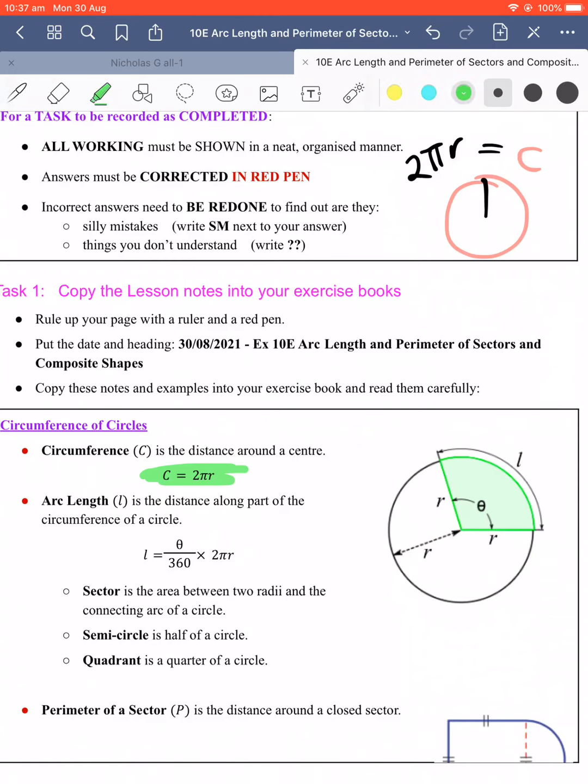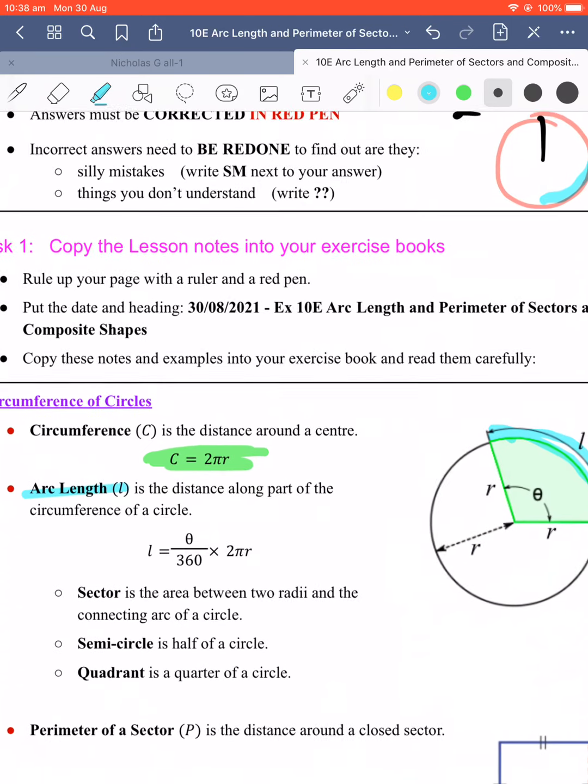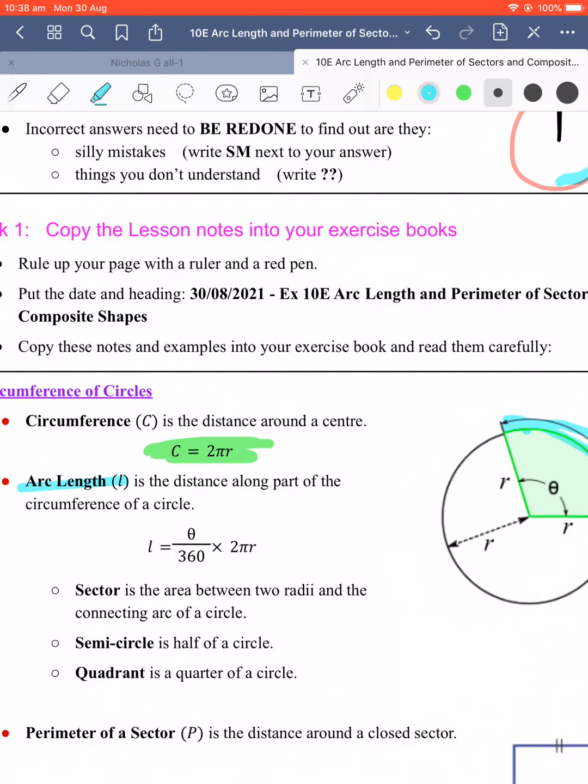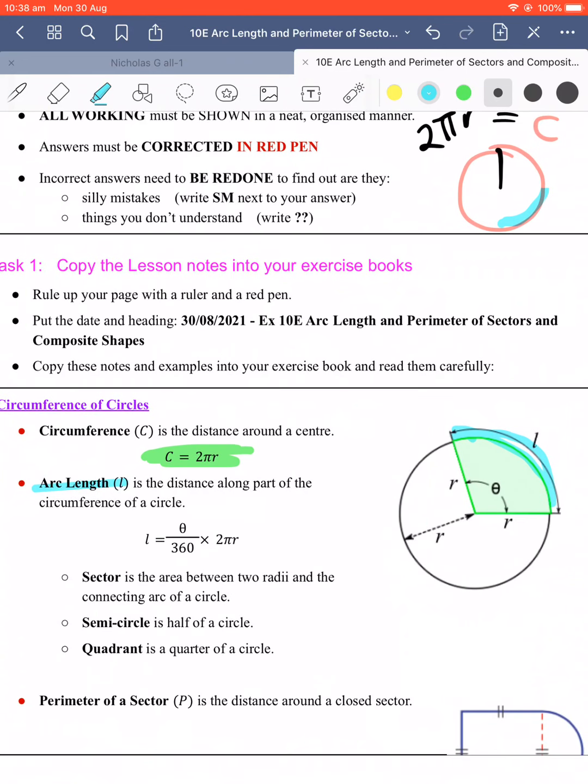Now we are on to arc length. So think of arc length as a little bit like just a part of that circumference. So our arc length, we represent it with the letter L. So it is the distance along the part of a circumference of a circle. And we have this particular formula that we use.